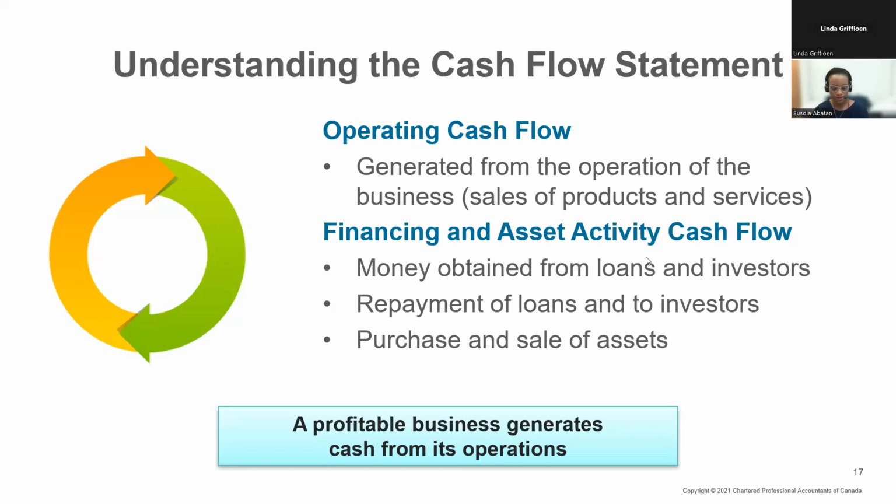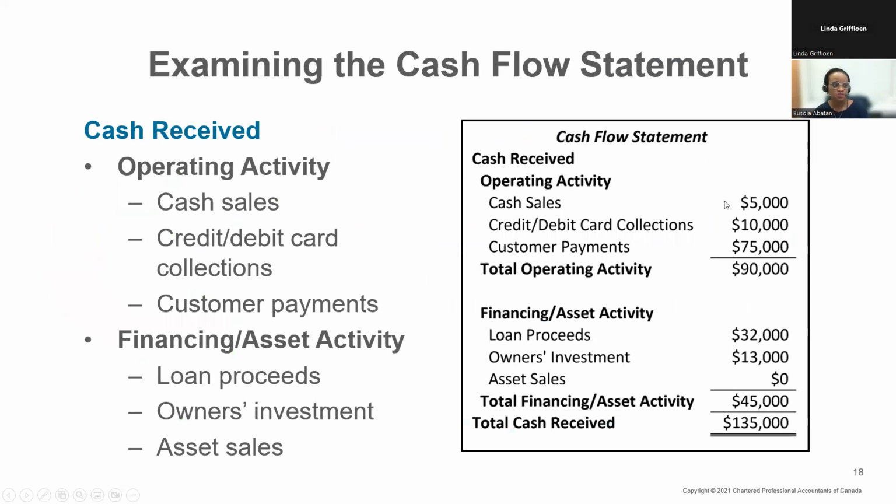So I have here an example of a cash flow statement. And in this example, the business receives cash from both its operations and its financing activity. Now, operating activity cash flow is recurring cash flow that keeps the business alive. And this includes its cash sales, credit and debit card sales, as well as payments from its customers.